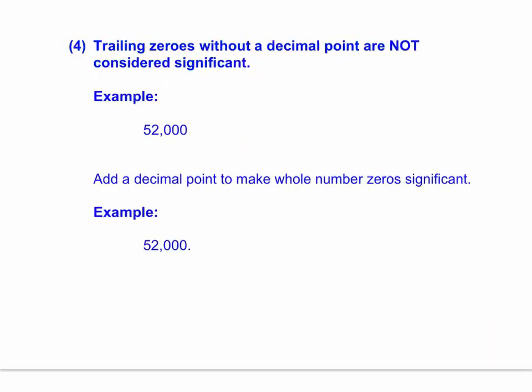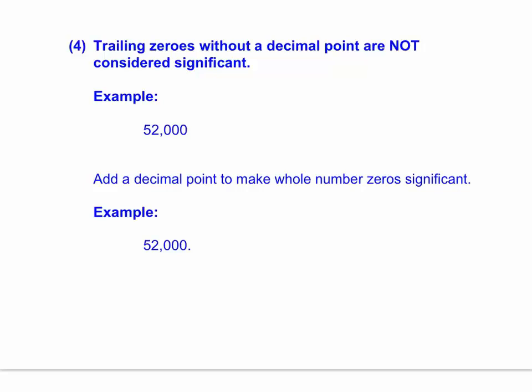Rule number 4, any trailing zeros without a decimal point are considered not significant. These zeros are placeholders. You see, with the presence of these zeros here, this number is 52,000. If we take those zeros away, it becomes 52. They are placeholders. These 3 zeros are here to show magnitude, no more, no less, only magnitude. They are not measured zeros. So in this case, this number would have 2 significant figures. The trailing zeros do not count.